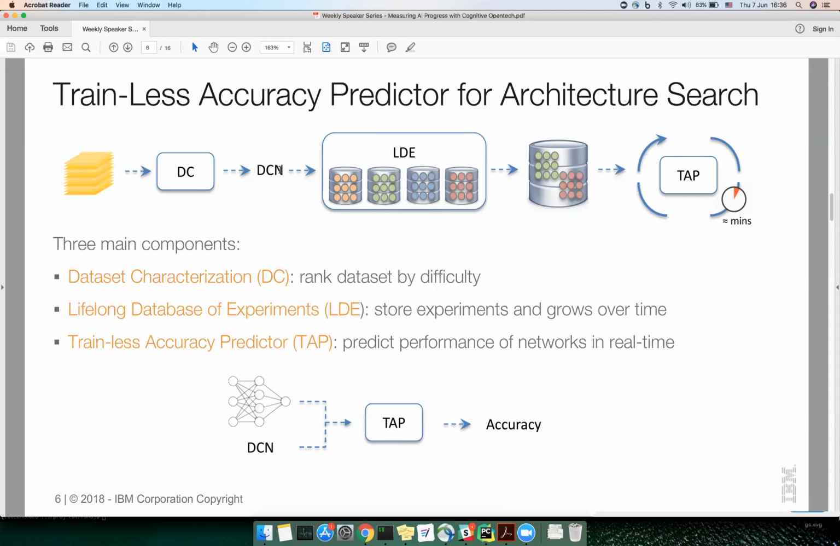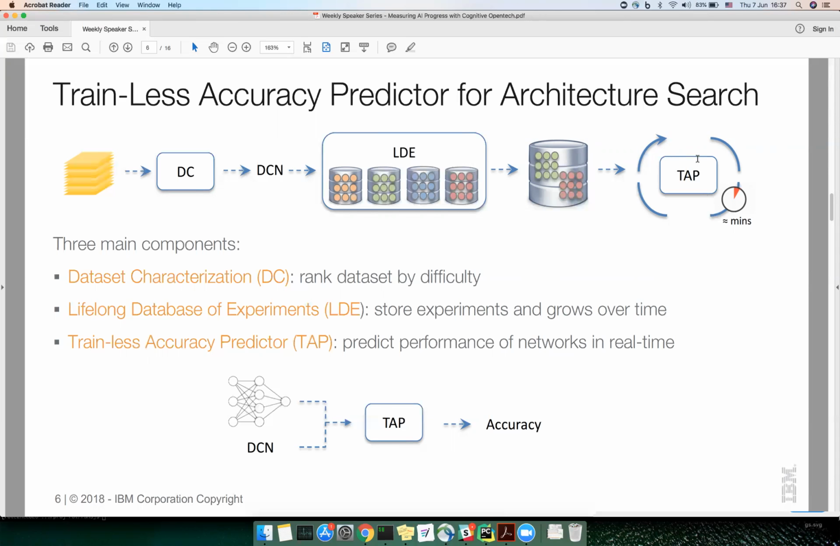I'm going to detail how this dataset characterization number is computed. But for now, what we should say is that this number is used to filter, from our lifelong database of previously done experiments, only the experiments that have been executed on similarly difficult datasets. On only those experiments, we train the accuracy predictor, the trainless accuracy predictor. This accuracy predictor itself is a very small network, 2 LSTMs and a dense layer that outputs one single number, which is the accuracy of the network. This should take a couple of minutes in training, but obviously depends on how big the ground truth is.